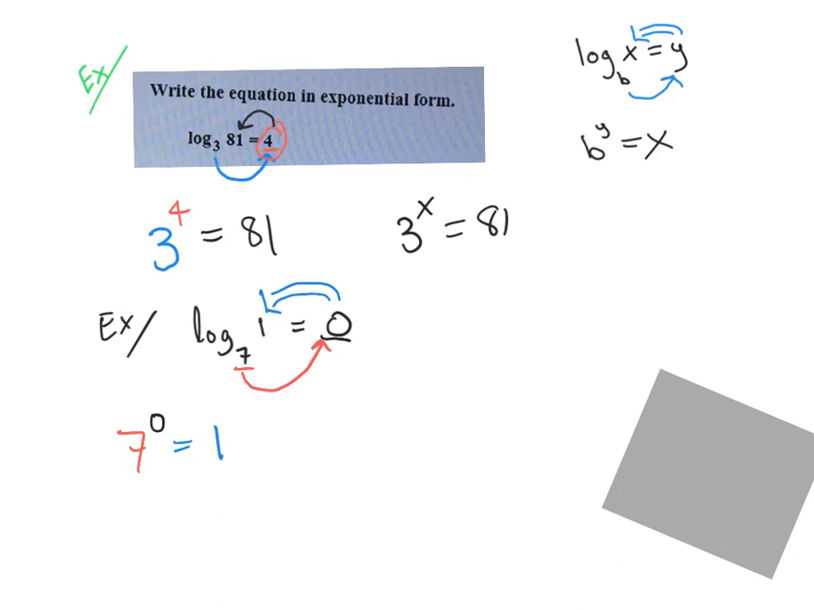Let's see if this makes sense. 7 raised to what power gives me 1? Well, the only way for this to equal 1 is for my exponent, the exponent's always by itself, to be 0. So this does make sense. Again, this is what we call logarithmic form, and what I did here is I changed it to exponential form.